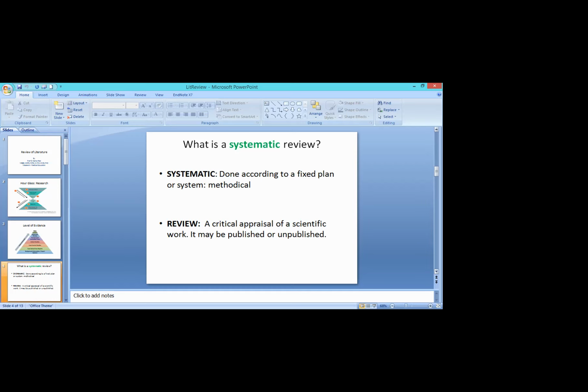You first have to make a plan under some supervision. It's not an autonomous plan that you have decided something and you start making a plan. It is a systematic plan, either in collaboration with other researchers or under some supervision or under some expert guidance. And then you start working on that fixed plan or system. That is methodical. The next is the review, a critical appraisal of a scientific work. It may be published or unpublished.